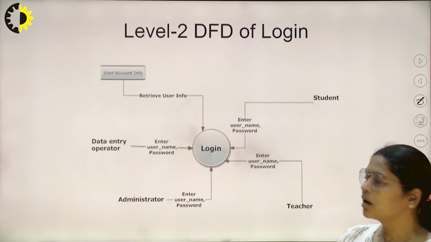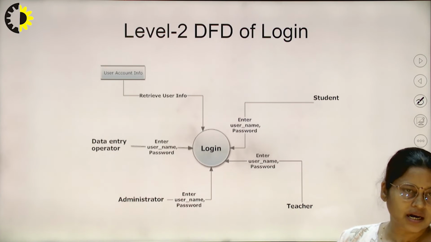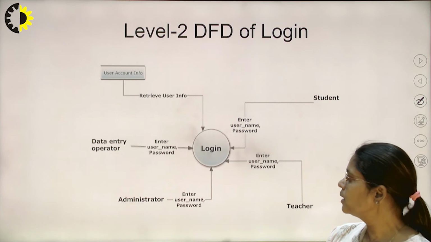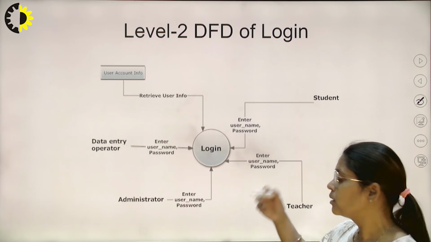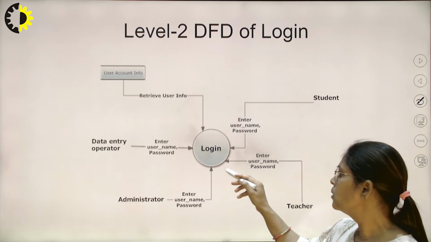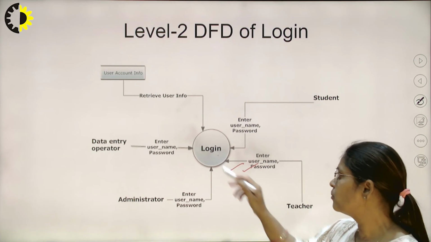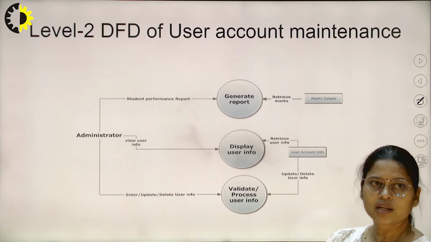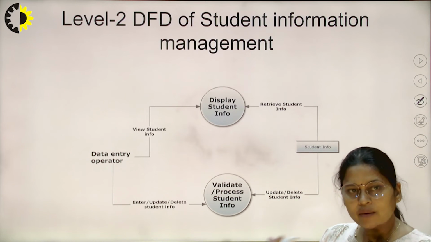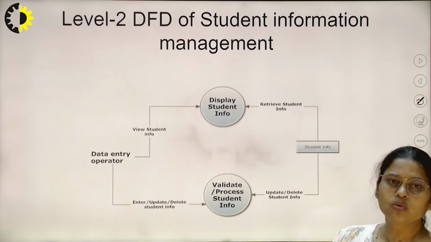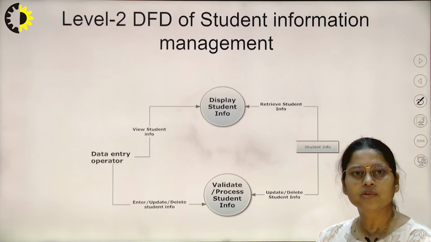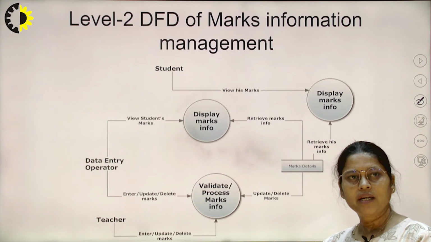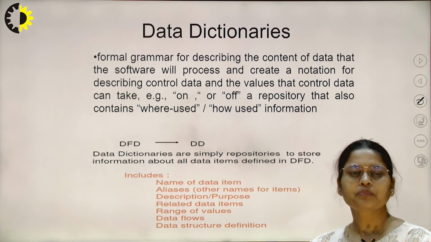This is again a level 2 DFD. Again, we have to describe very deeply. In that case, again we have to show the flow of information between different processes. Here we show the flow of the login process. This is for generating reports and displaying information. So again we have to describe further, and show the flow of information in depth. So these are the different level 2 DFDs for the marks information system.